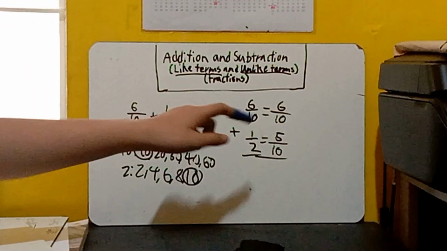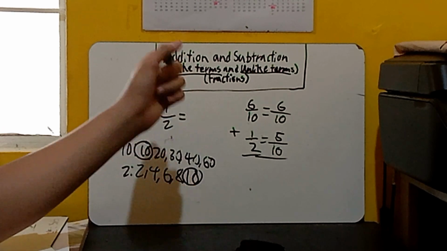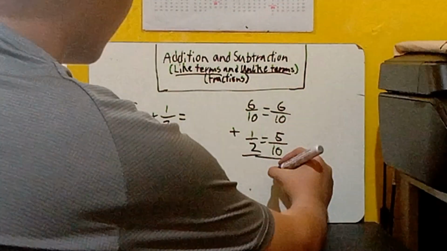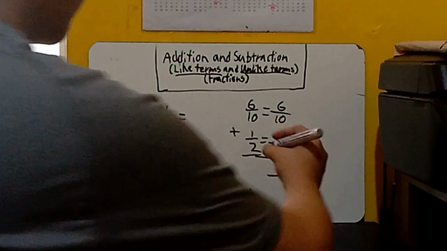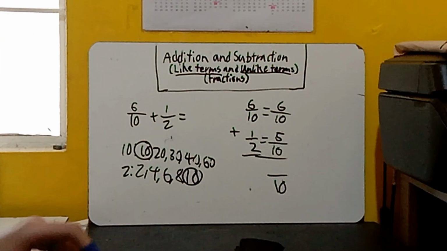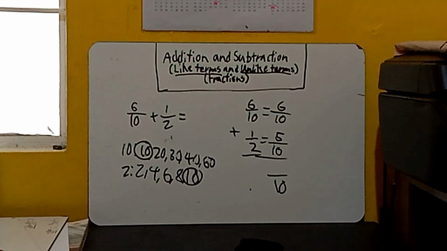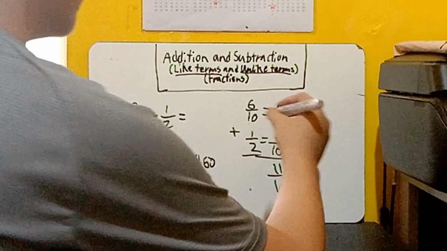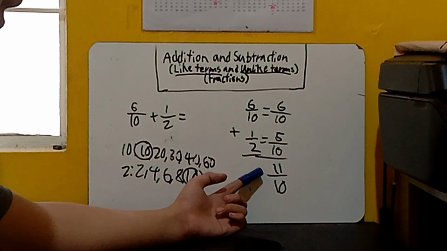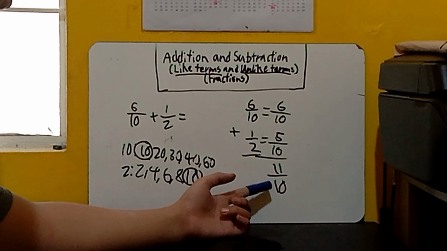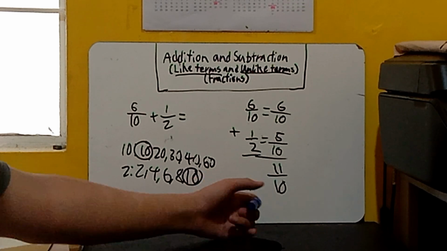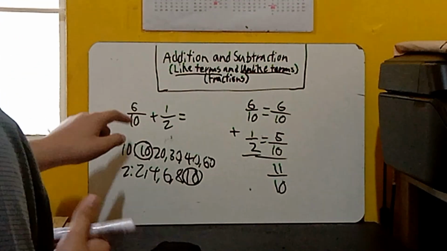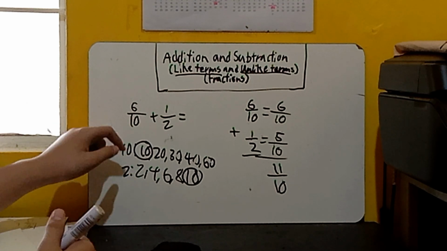And now, since we're like terms now, it should be easier to solve. So we're gonna copy the denominator. The denominator is 10. And 6 plus 5 is 11. When the numerator is higher than the denominator, it's called an improper fraction. But we're gonna talk about this in future videos. So yeah, 6 over 10 plus 1 half is equal to 11 over 10.